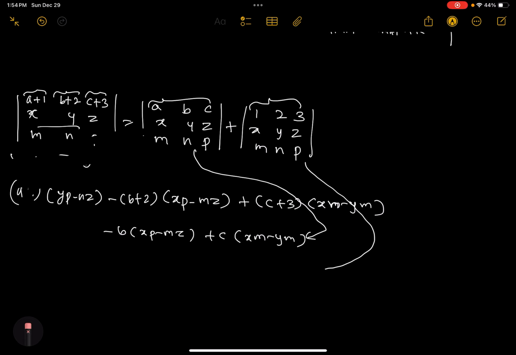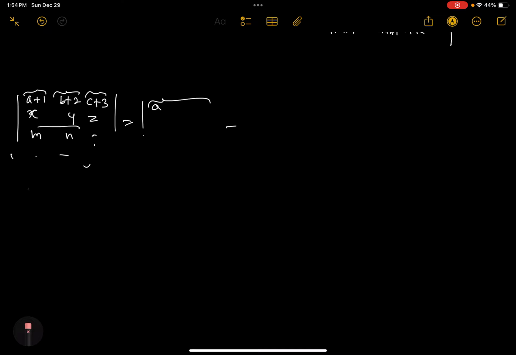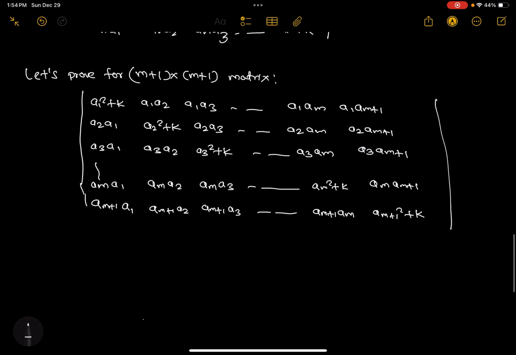We'll use this to make sure that we can take the maximum benefit of the induction. Since we have assumed it true for numbers less than m plus 1, this property of determinant will be helpful for us. So let's see how we can use it.